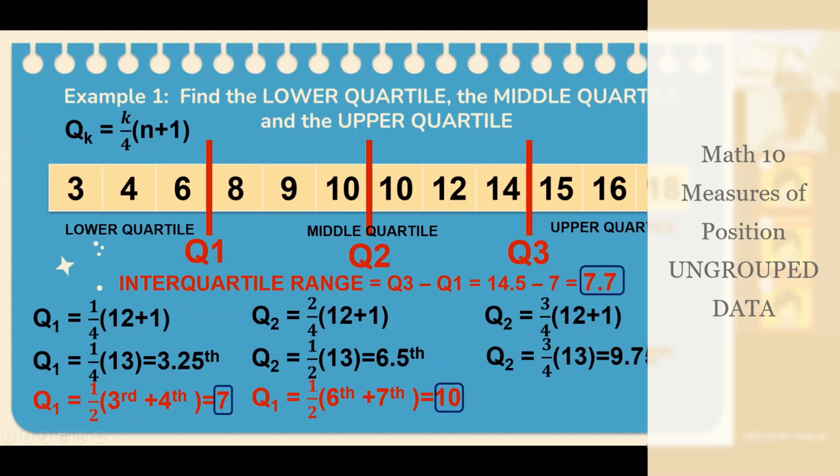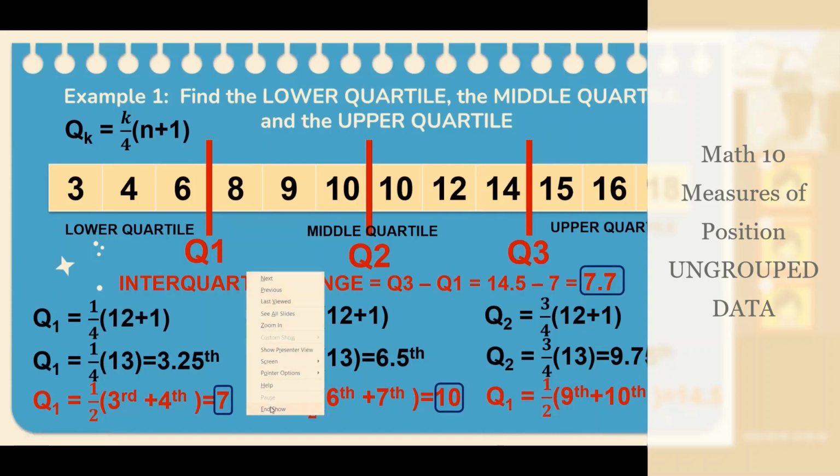So again, 9.75 is not the answer. It's the position. And since there is a decimal, you get the 9th and the 10th place. So the 9th place is 14, the 10th place is 15. What's the middle? 14.5, right? See, I really did not change it. Even here in the Q.